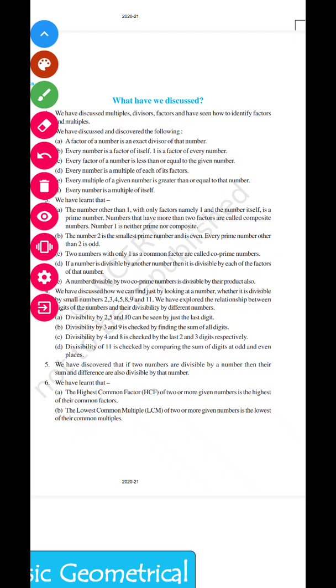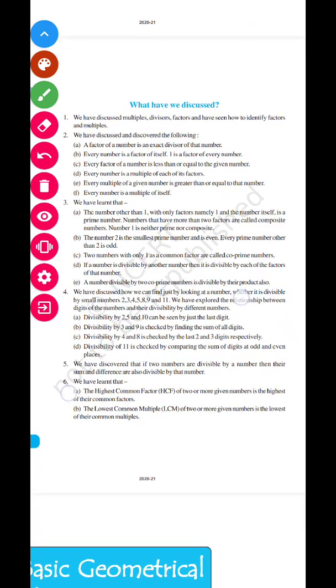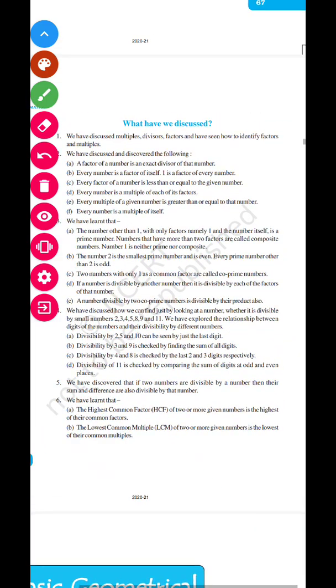Let's revise the chapter factors and multiples. So in this video we are going to do that. Here there are certain points that we learned from this chapter. Let's go through every point.